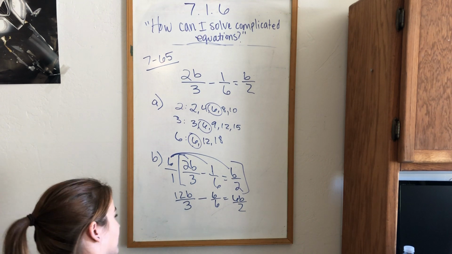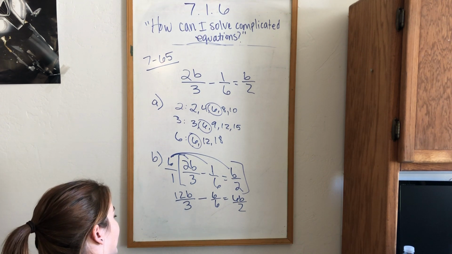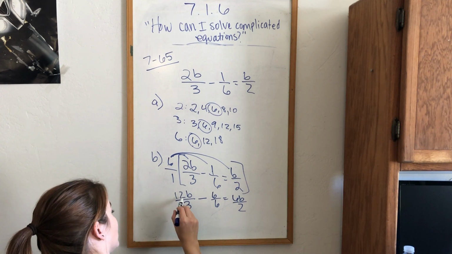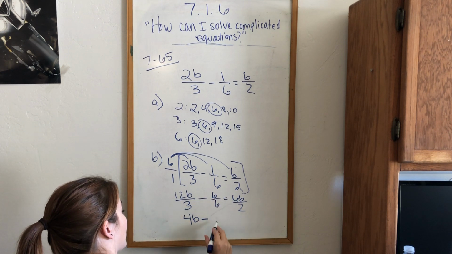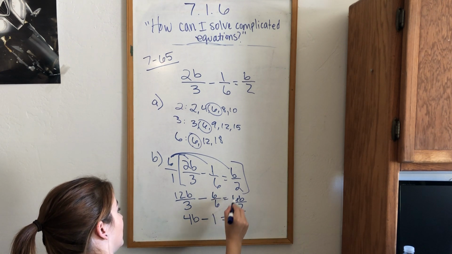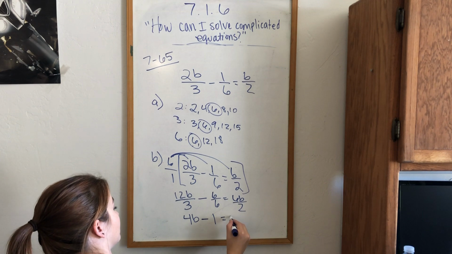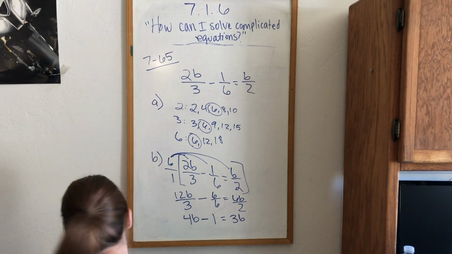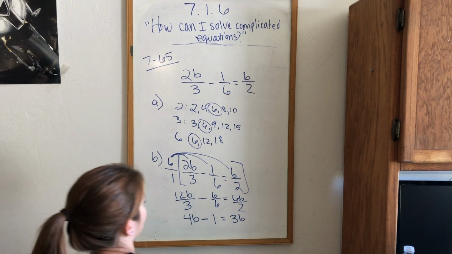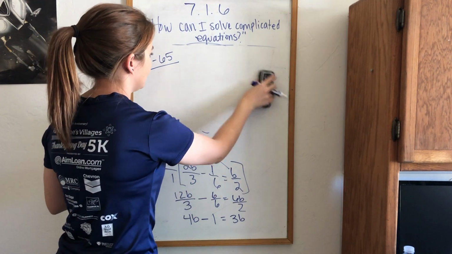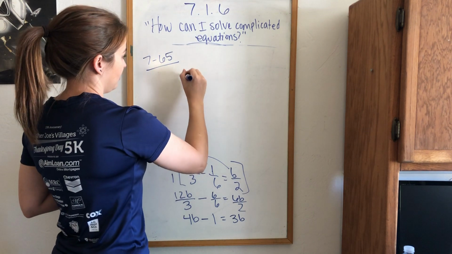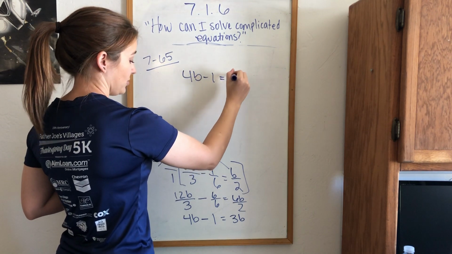Now I can simplify these fractions. 12 divided by 3 gives us 4, keep the b, minus 6 divided by 6 is 1. 6b divided by 2 is 3b. Now I'm ready to solve it because it doesn't have any more fractions, which makes it nice. 4b minus 1 equals 3b.